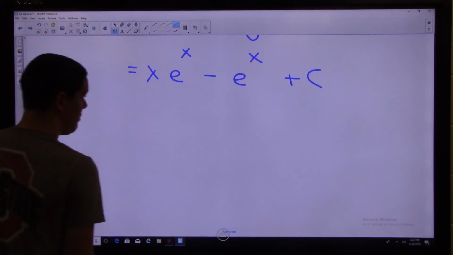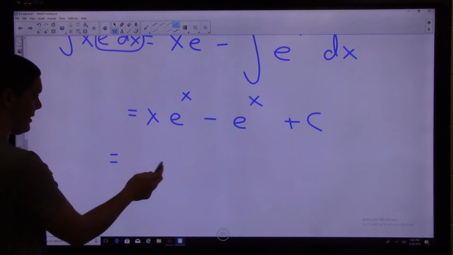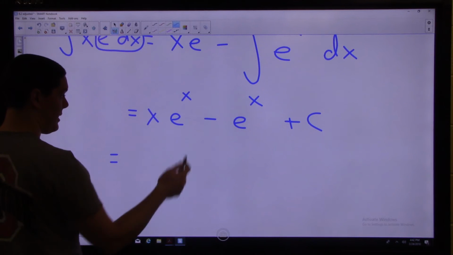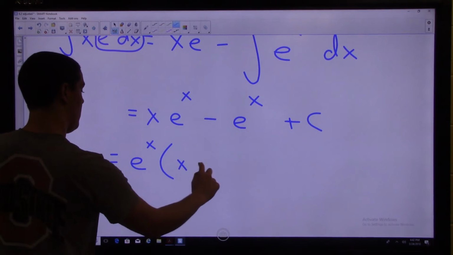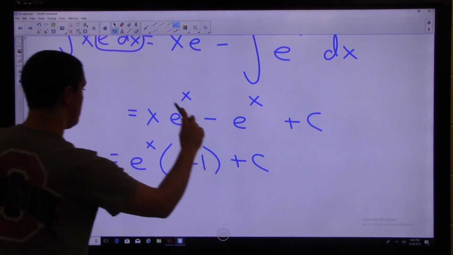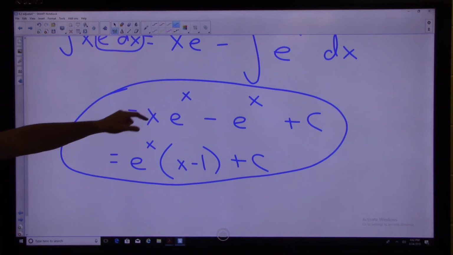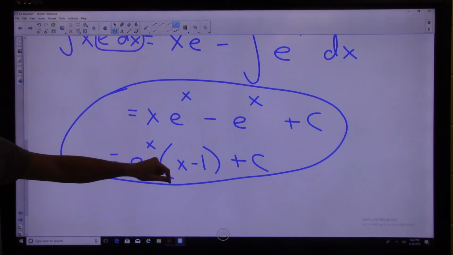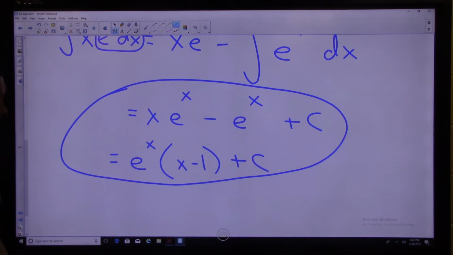Now, what you could do, this is just an option. If you wanted to, you could rewrite it like this. These two terms both have an e to the x in common, so we could factor that out. So either one of these would work. Hopefully that made sense when I factored it out. When I factor out an e to the x from this term, I'm left with x. When I factor out an e to the x from this term, I'm left with -1. Okay, so whichever one you prefer there, circle that as your answer.